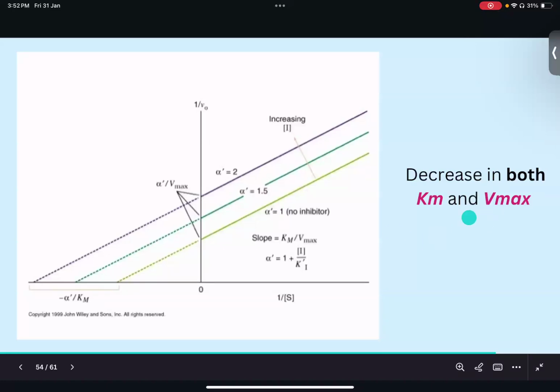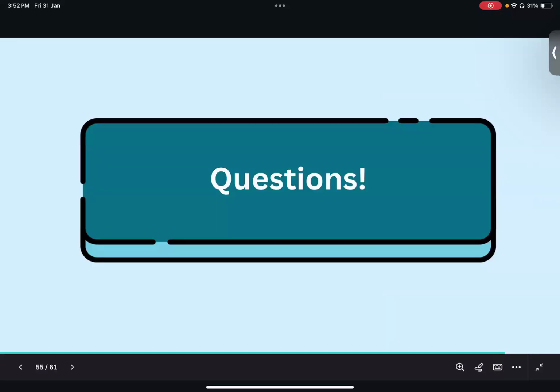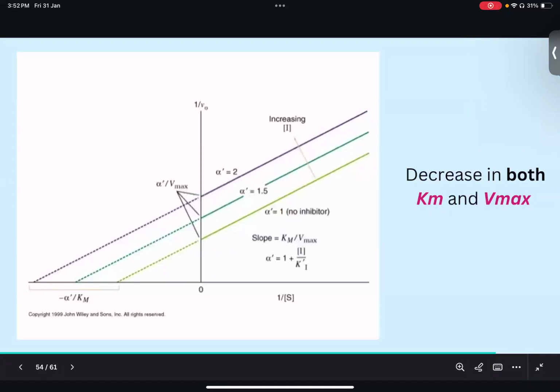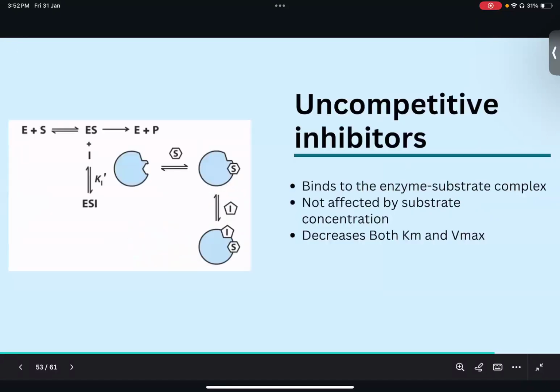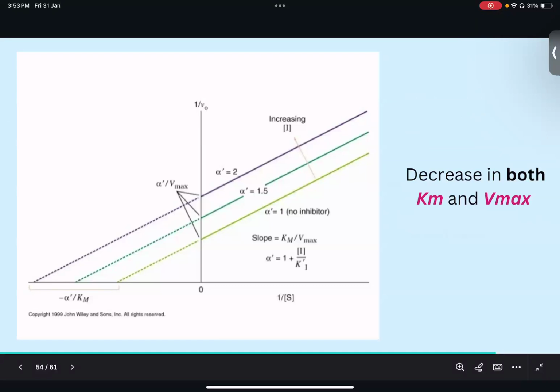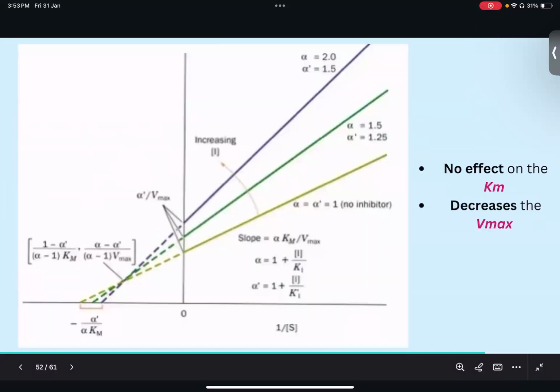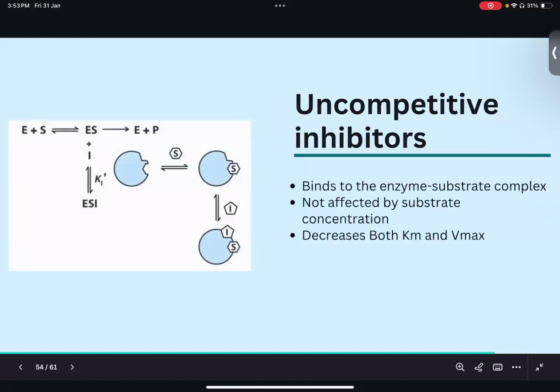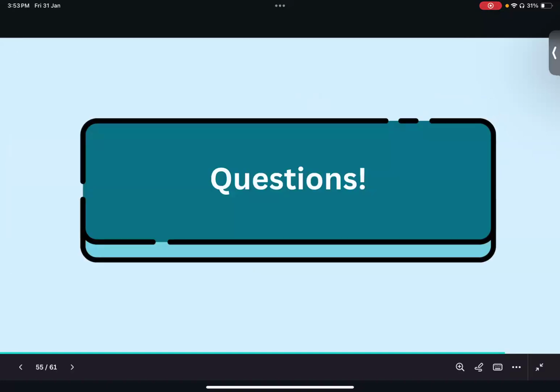So for the uncompetitive inhibitor, it's different. This is the graph for the uncompetitive inhibitor. It decreases both Km and Vmax. Okay, so now we are done. I just want to wrap it up. The uncompetitive and the non-competitive inhibitors do not get affected by the substrate concentration. It's only the uncompetitive inhibitor that decreases both Vmax and Km.